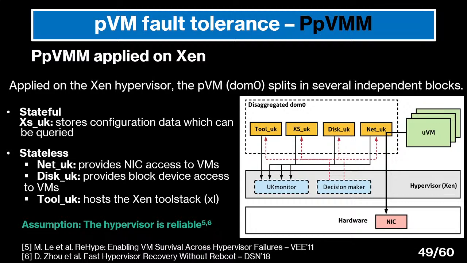So for stateless components, we try to monitor in order to detect if there is an unavailability of the component. We monitor heartbeats using a component in the hypervisor that is going to detect if there is a problem, and via a decision maker module, we're going to trigger the recovery dedicated for that component. Here we assume that the hypervisor is reliable via existing techniques such as ReHype or even hypervisor recovery without reboot presented in 2018. Due to time constraints, here we just present the techniques we use to detect and correct faults for the XenStore and the Net UK.